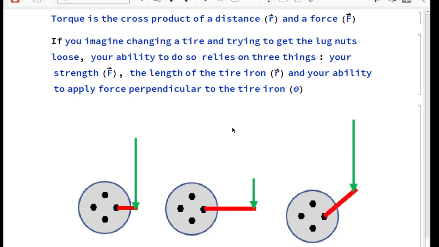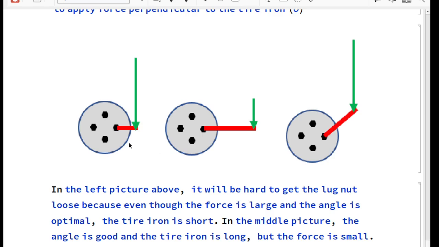If you're trying to change a tire and you want to loosen the lug nuts, although here this shows someone trying to tighten the lug nuts, your ability relies on three things. It depends on how strong you are, which is the length of this green arrow, the force, the length of the tire iron, which is the red thing, and then your ability to apply force perpendicular to the tire iron. So if you look at the left picture, this is going to be hard because the force is large, but the tire iron is very, very short. The angle is perfect, though, so you got that going for you.